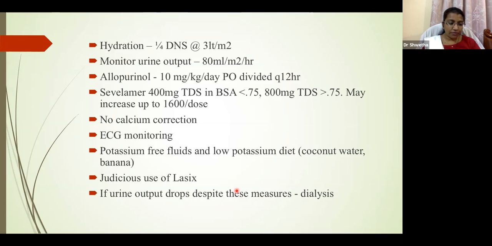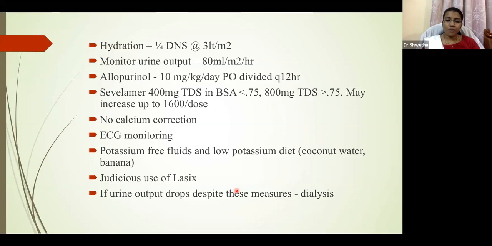So if the hydration does not improve the urine output, another option is to give Lasix. I do advise judicious use of Lasix because of the high counts in this patient. We do not want him to go into any form of dehydration at all. So Lasix has to be very carefully given. We will discuss this judicious use of Lasix even further in the next case.